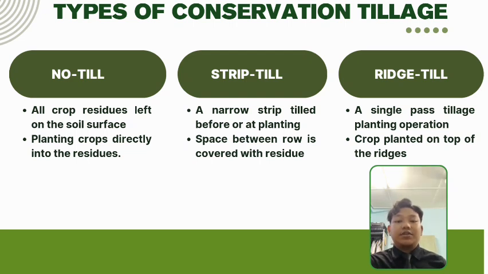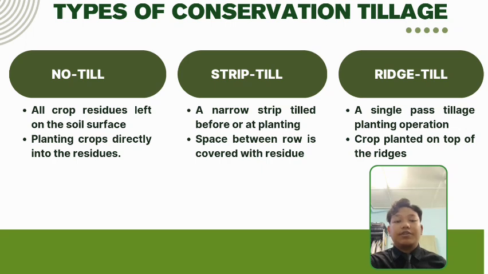Next, we have strip till, also called zone tillage, a narrow strip tilled before or at planting. In this method, only narrow strips of soil are tilled where the seed will be planted, leaving the rest of the field undisturbed. The space between the rows is covered with residue. Strip till improves the seedbed environment, which only disturbs soil in a narrow zone. Strip till strikes a balance between conservation and precision.